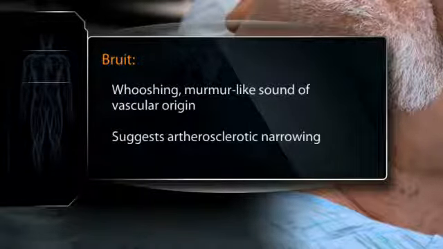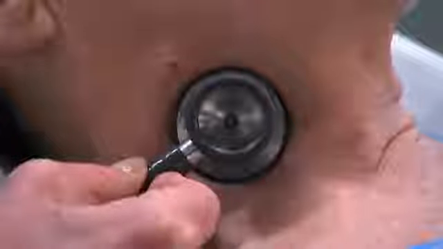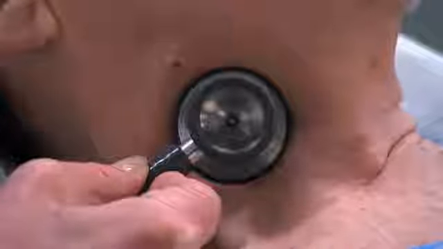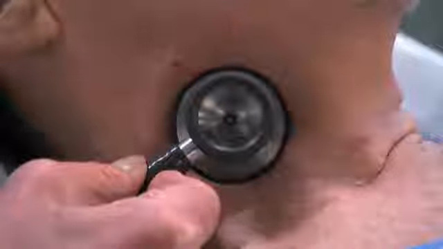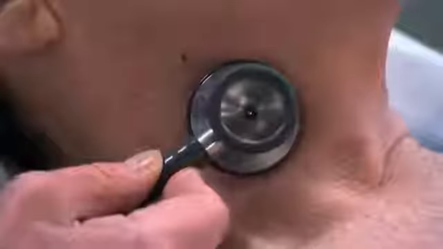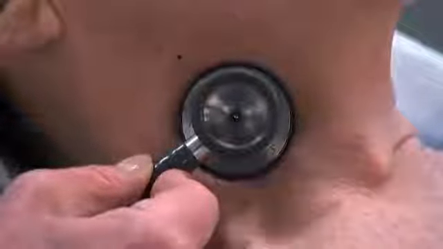A bruit sounds like this. You should listen for bruits over the carotid arteries in middle-aged or older adults, or if you suspect cerebrovascular disease.